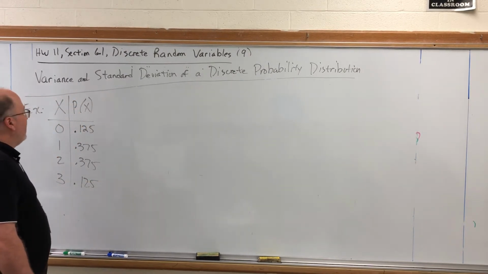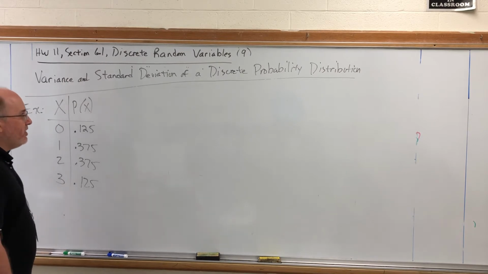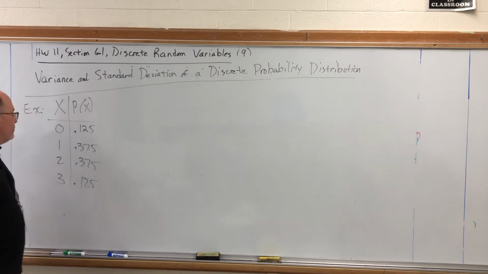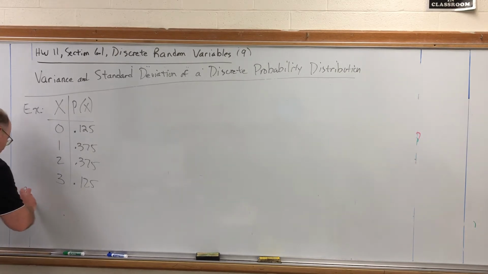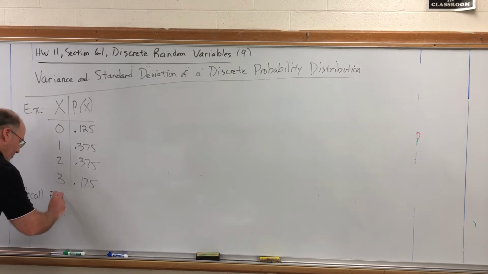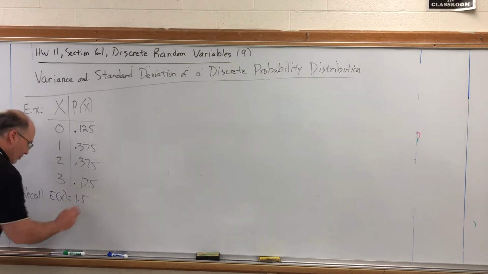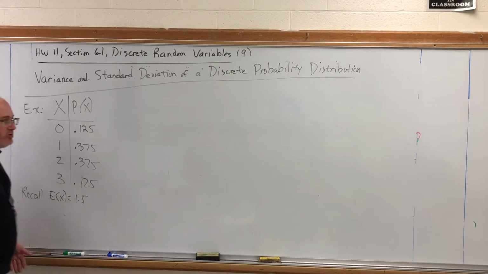But we're going to calculate the variance and standard deviation of a discrete probability distribution. And if you'll notice on the board, I've already got the distribution from the previous example where X was the number of boys in a 3-child family and P of X was the probability of having that number of boys. Also recall that we already found out that the expected value was equal to 1.5. We expected half of the kids to be boys.